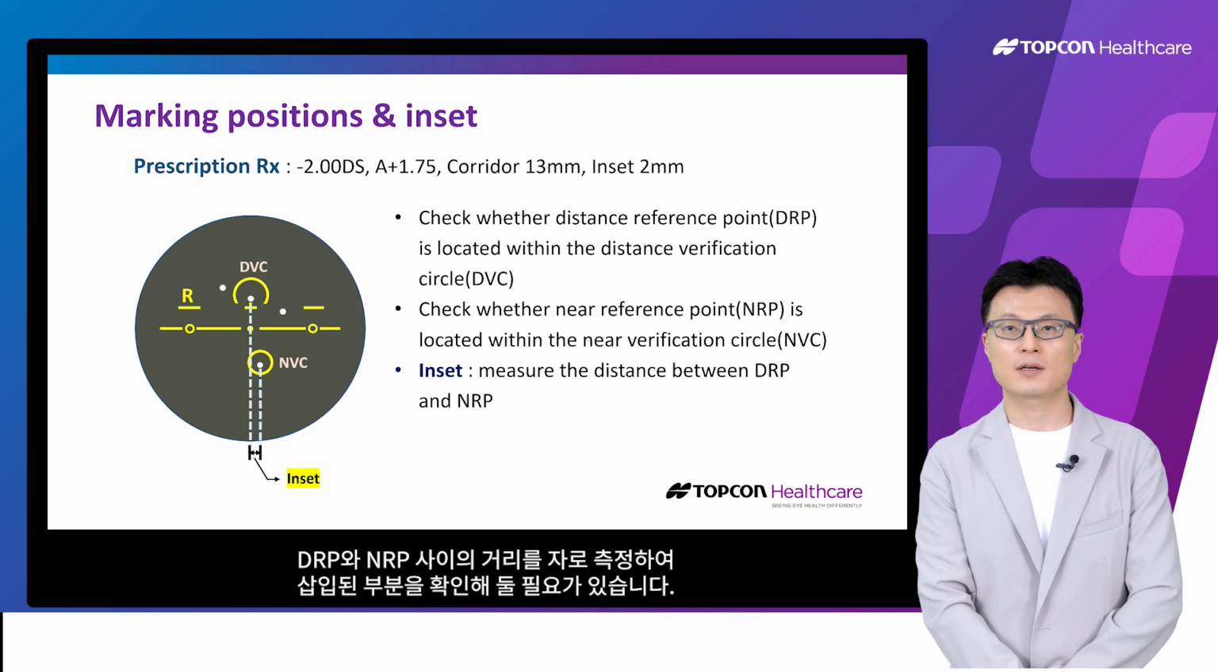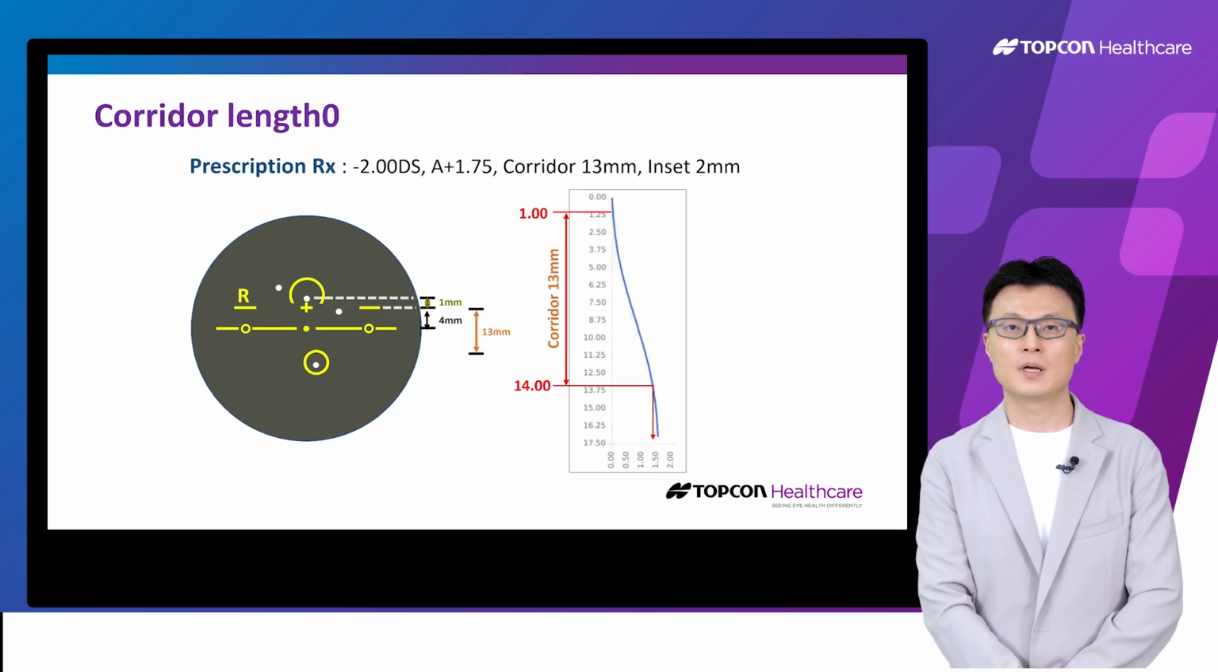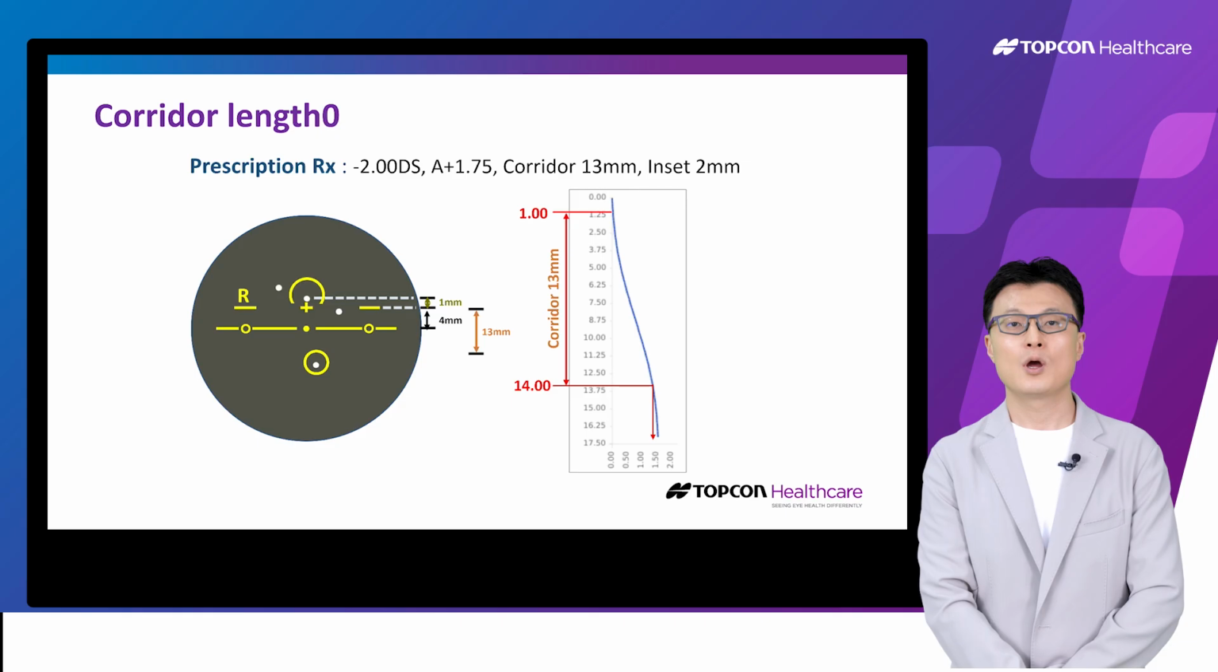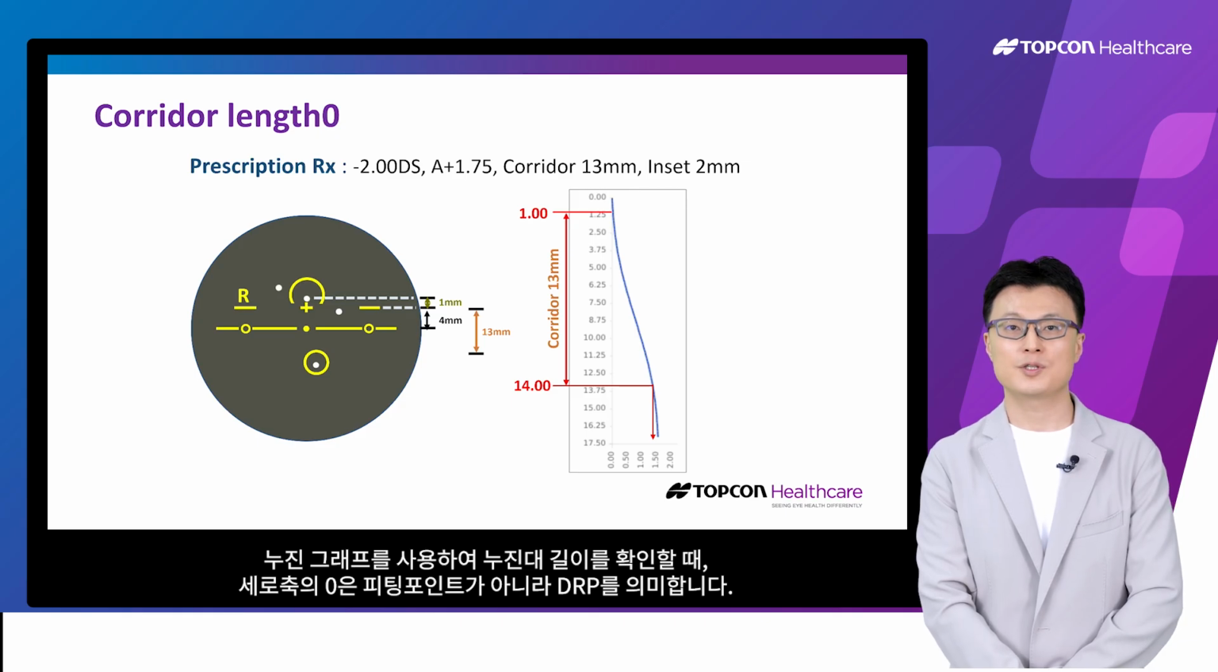You also need to check the inset by measuring the distance between the distance reference point and the near reference point with a ruler. Now, let's check the corridor length. Corridor length generally refers to the distance from the fitting point to the top of the near verification circle. When checking the corridor length using the progressive graph, remember that 0 on the vertical axis represents the distance reference point, not the fitting point.